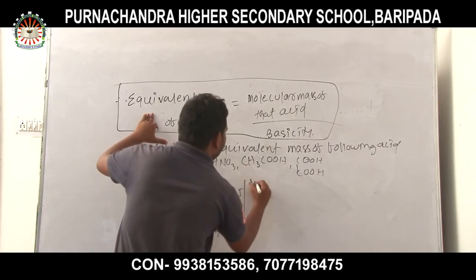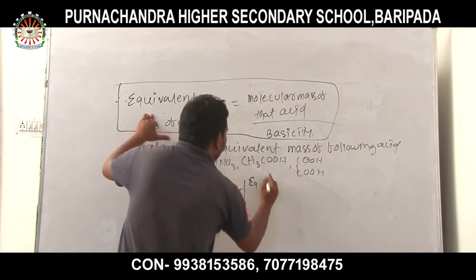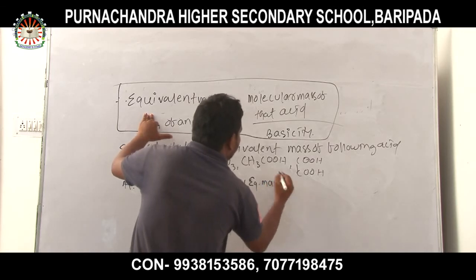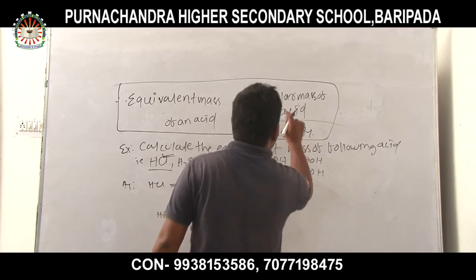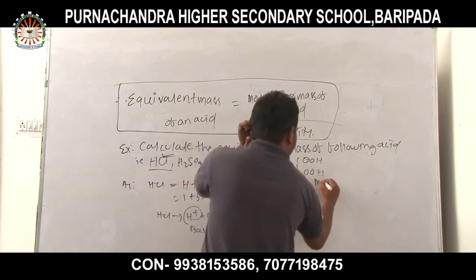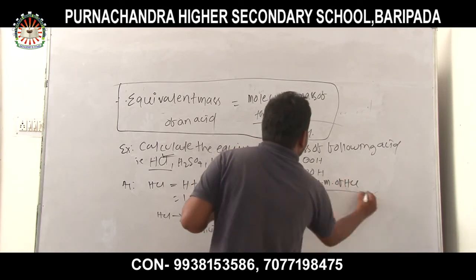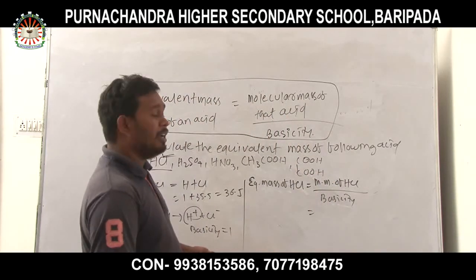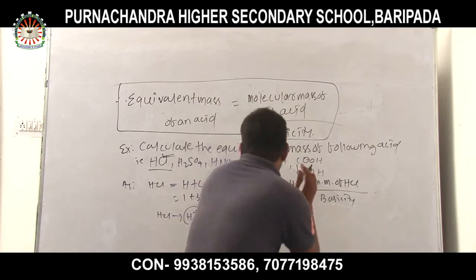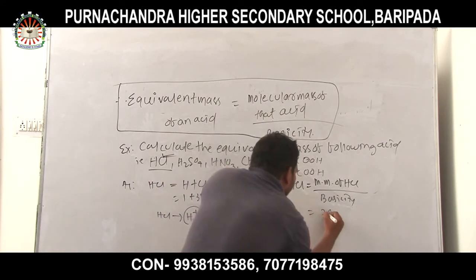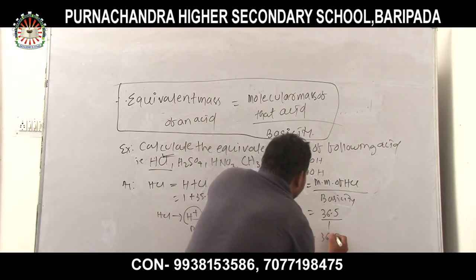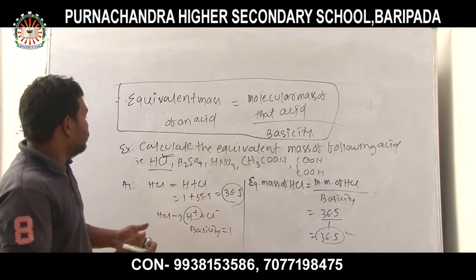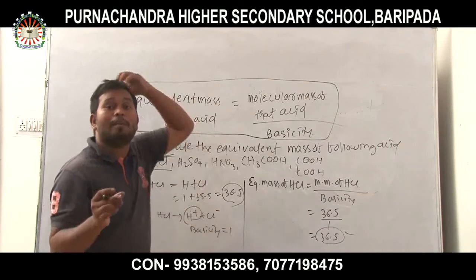the equivalent mass of HCl equals the molecular mass of HCl divided by its basicity. Thus, the molecular mass of HCl is 36.5 and its basicity is 1. Thus, 36.5. That's all.